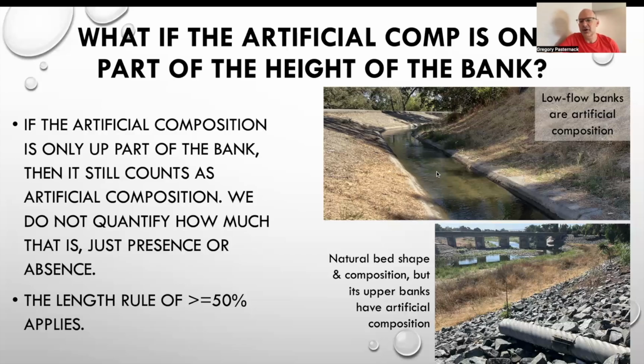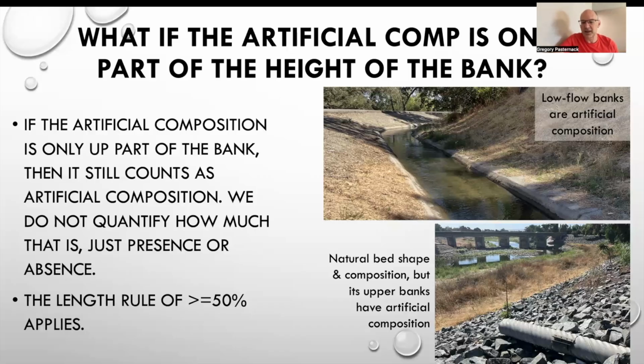So the upper photo shows the case where the low flow channel has artificial bank composition. And then the bottom photo here, which is, I think, Alameda Creek and Niles Canyon, is showing the opposite. It's showing a natural riverbed in the middle, and even there may even be a bankful channel in here.